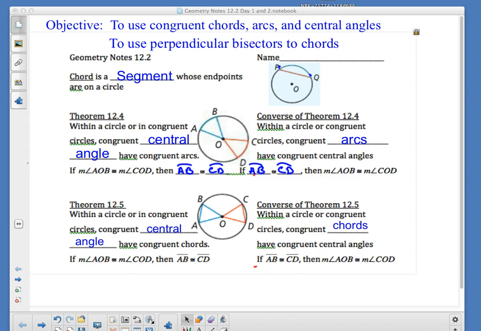Okay, so be done, and know how to, because that quiz is going to be taken with notes on the board, and that's it. Those are the only notes you'll be provided. Okay, a chord is a segment whose endpoints are on a circle.